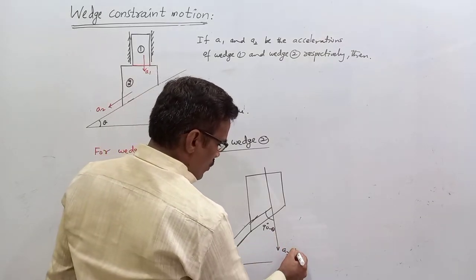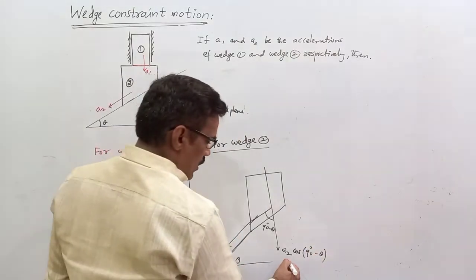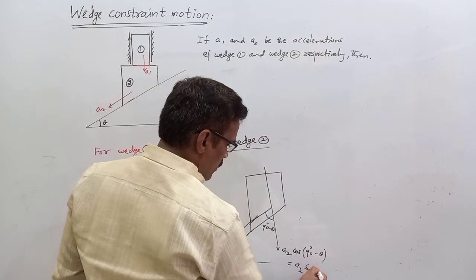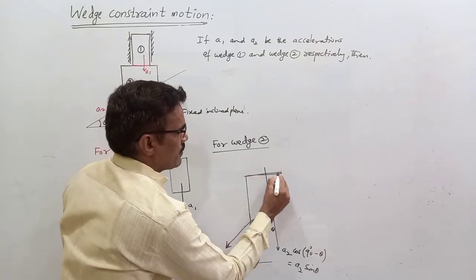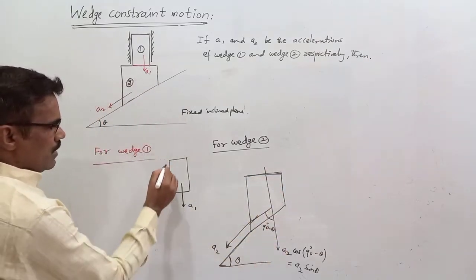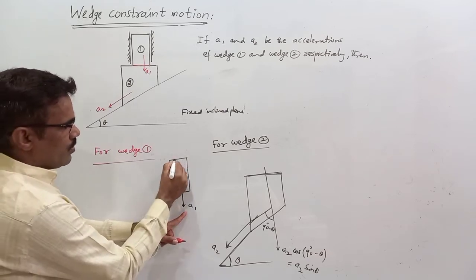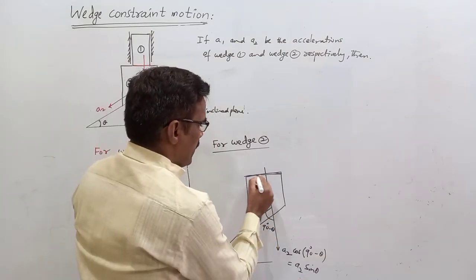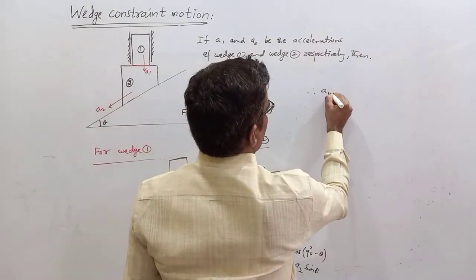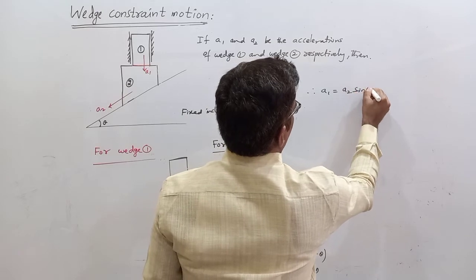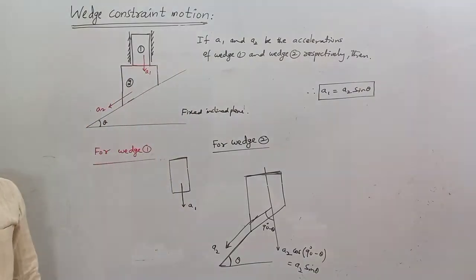This is A2 cos of 90 minus theta. Good. Which is equal to how much? A2 sin theta. And A2 sin theta is perpendicular to the contact surface. This is the contact surface. Here A1 is perpendicular to the contact surface. That's why A1 is perpendicular to the contact surface, and A2 sin theta is also perpendicular to the contact surface. That's why A1 is equal to A2 sin theta. Clear?